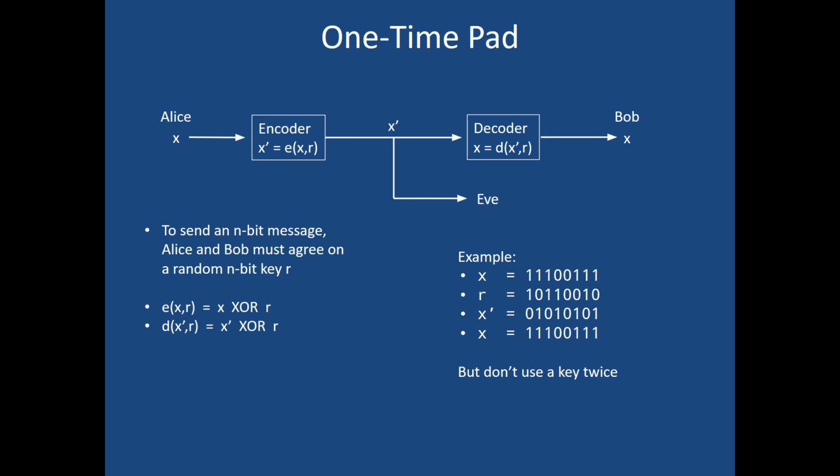If you reuse it for a second message, now there's interference. There's a correspondence between the two messages. There are a couple ways to look at it. Here's one way. If I encrypt X using R and I encrypt Y using R, then if I XOR the two encrypted messages, X prime and Y prime, it turns out it simplifies to X XORed with Y.